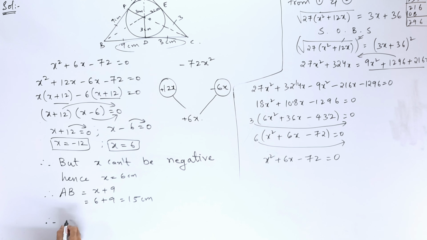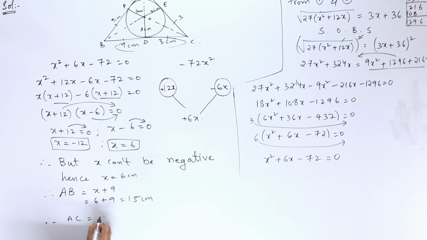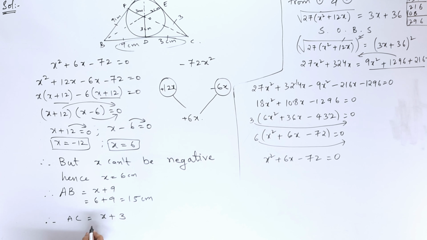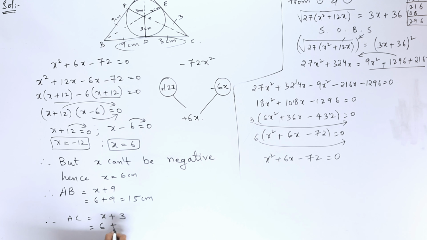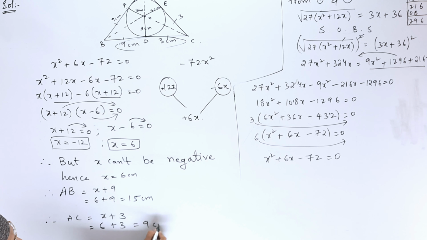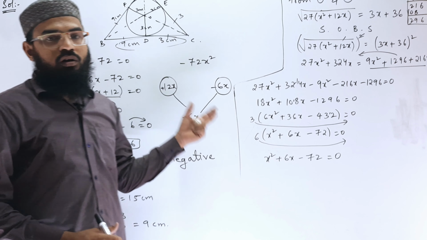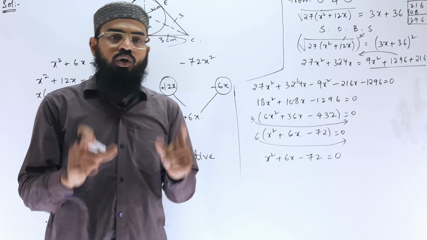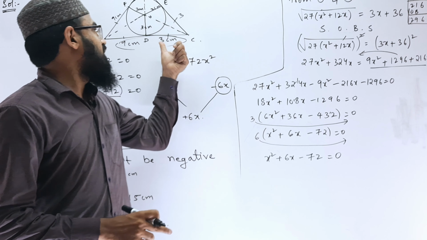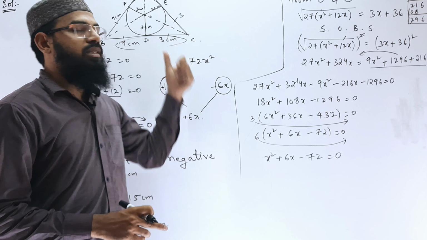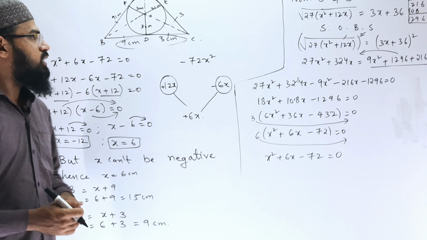Therefore, AC is equals to x plus 3. x is 6 plus 3, that is 9 centimeter. This is the long method, but if you know that the forming triangle is a right angle triangle, then there is an easy way to find out x. Let us see that.